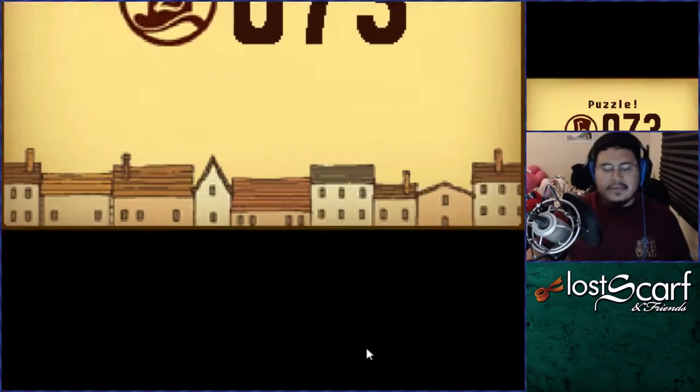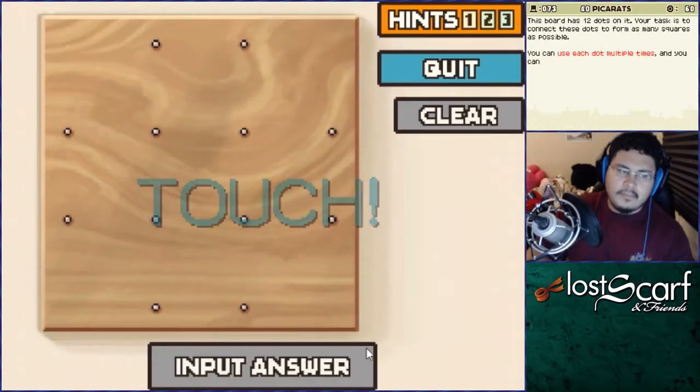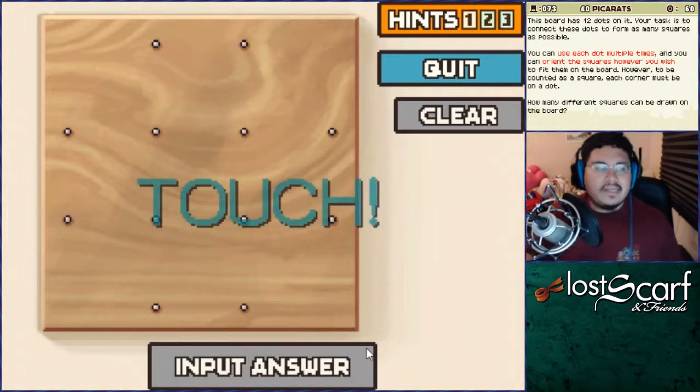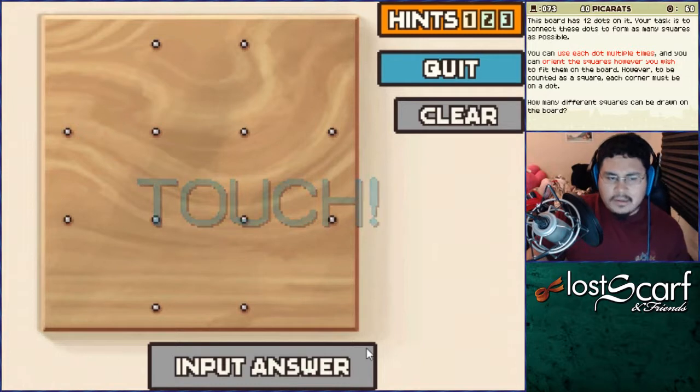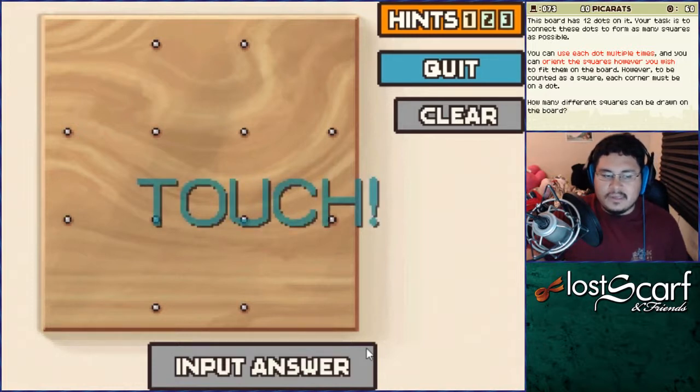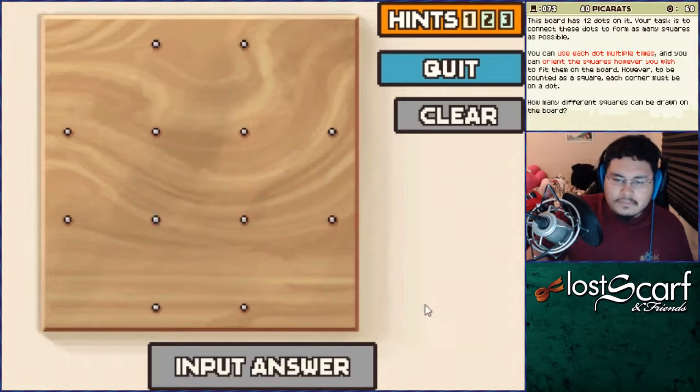Next puzzle! 73. How many squares? This board has 12 dots on it. Your task is to connect these dots to form as many squares as possible. You can use each dot multiple times, and you can orient the squares however you wish to fit them on the board. To be counted as a square, each corner must be on a dot. How many different squares can be drawn on this board?